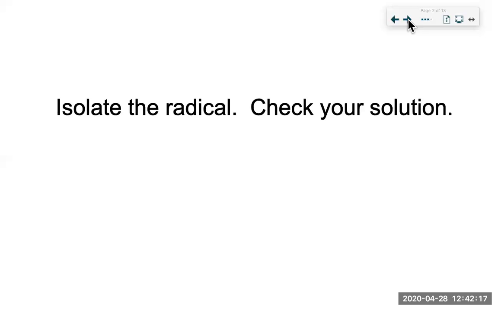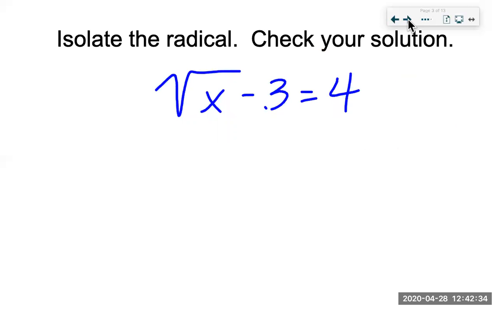What's different here is that this checking of solutions becomes extremely important. Extremely important. Now, some of you are going to want to skip this step, but you'll see tomorrow why that is not a good idea. So today is the first day to practice that.